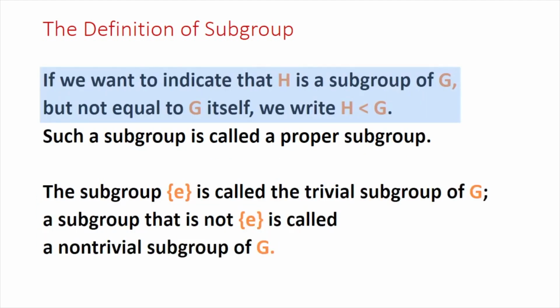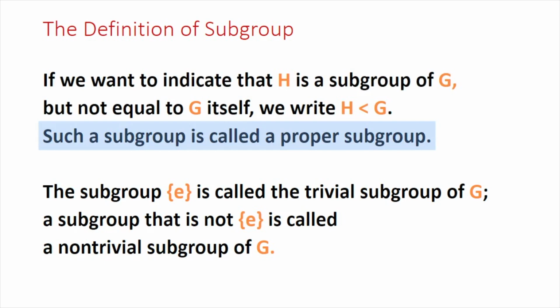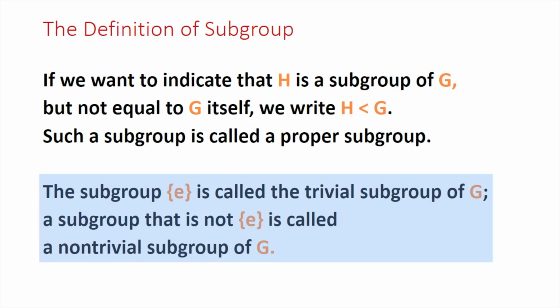If we want to indicate that H is a subgroup of G but not equal to G itself, we write H < G. Such a subgroup is called a proper subgroup. The subgroup {e} is called the trivial subgroup of G. A subgroup that is not {e} is called a non-trivial subgroup of G. Let us see some examples for subgroup.